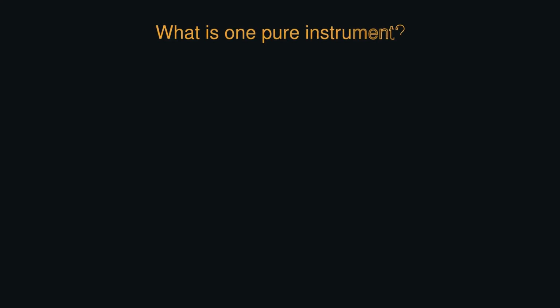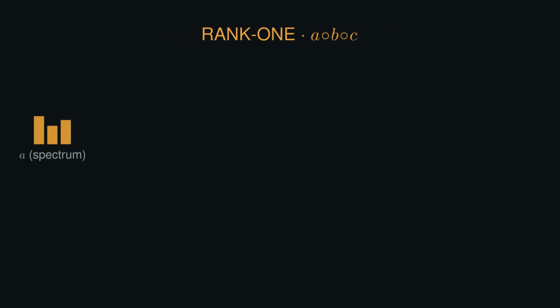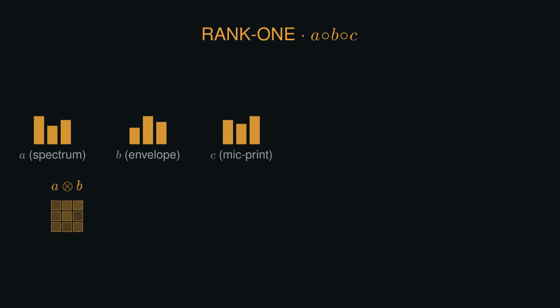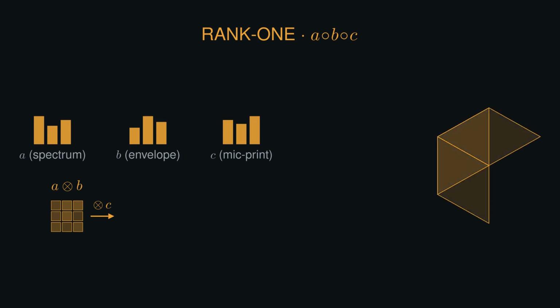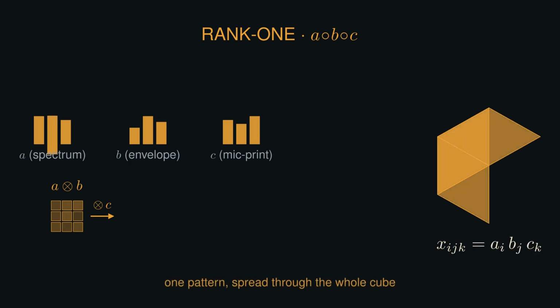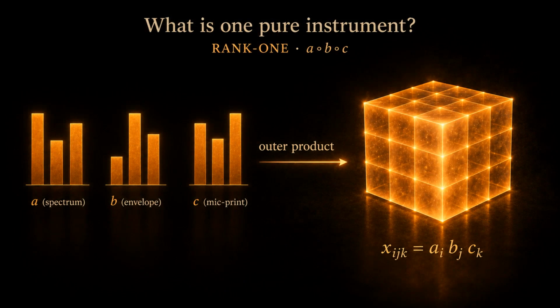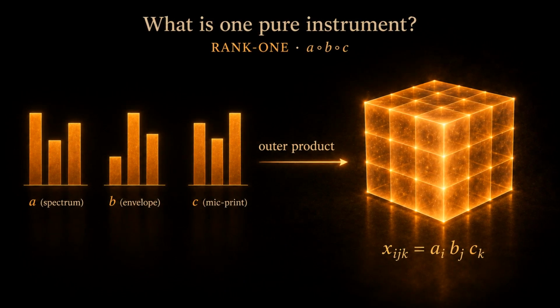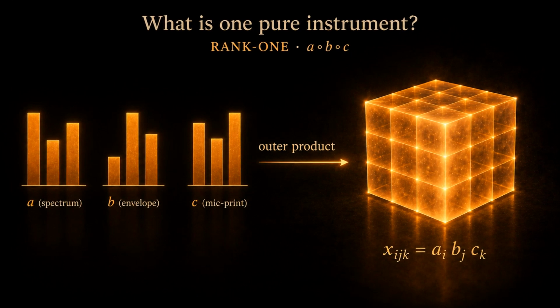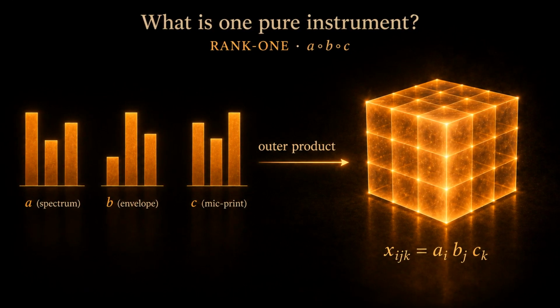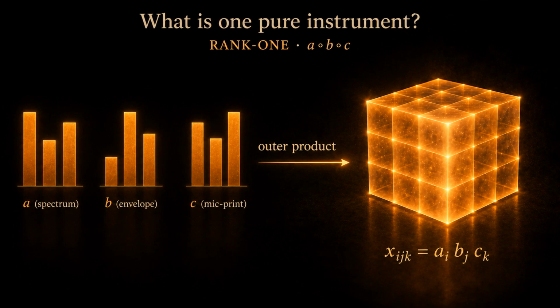Take those 3 signatures, a spectrum, an envelope, a microphone print, and multiply them together, every combination. That is an outer product. One single pattern, spreading through the entire cube. The energy at pitch i, time j, microphone k, is just a sub i, times b sub j, times c sub k. We call this a rank 1 term, one separable pattern, the atom of everything that follows.